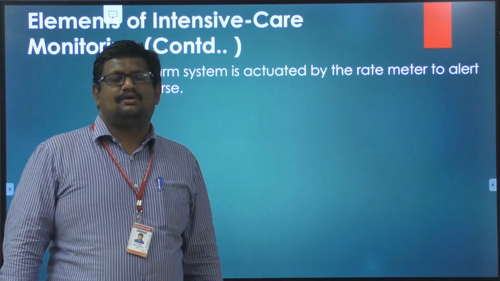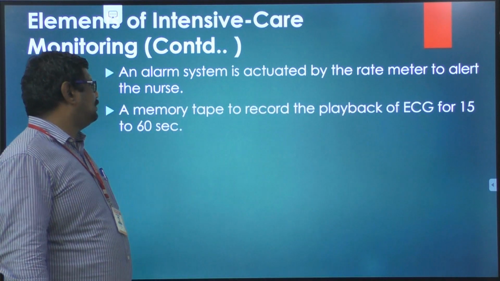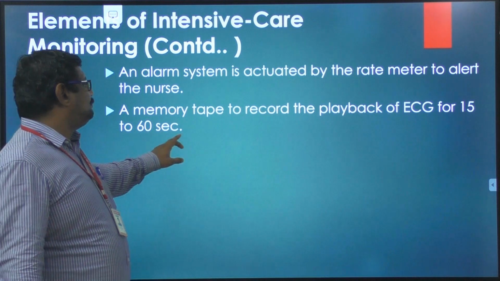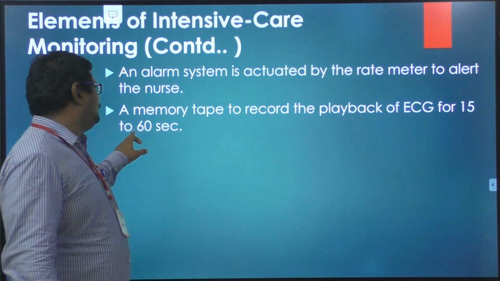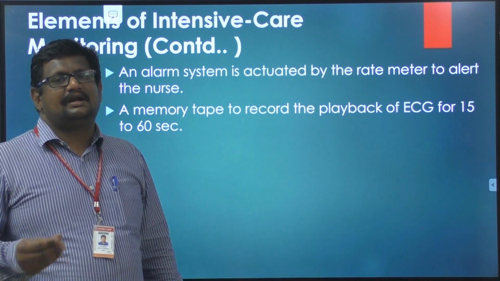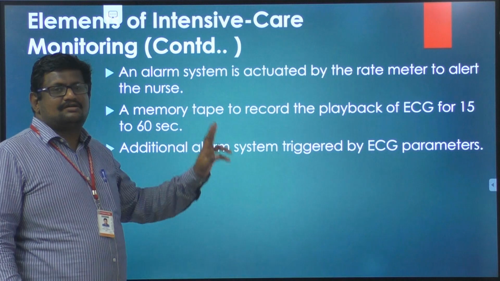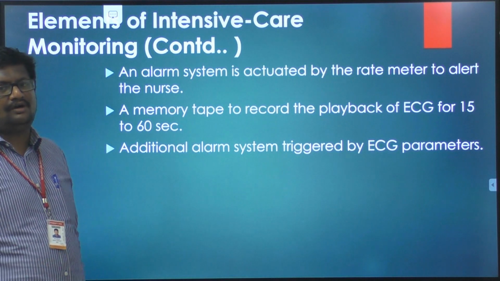An alarm system is actuated by the rate meter to alert. As I already told, an alarm system should also be used in the intensive care unit monitoring system. A memory tape to record the playback of ECG for every 15 to 60 seconds. The last 1 minute of ECG will be recorded at any particular time so that the physician can verify that. So a memory is also required in the intensive care unit.